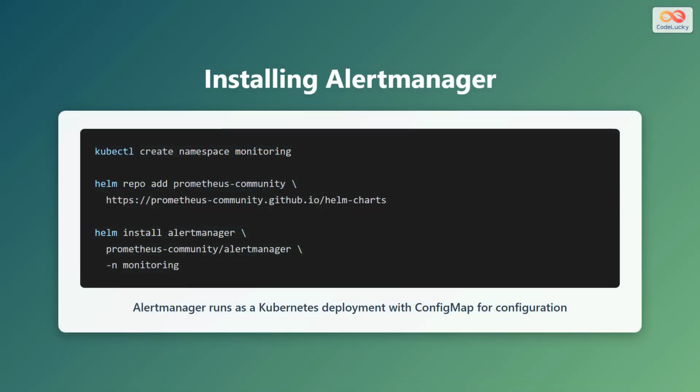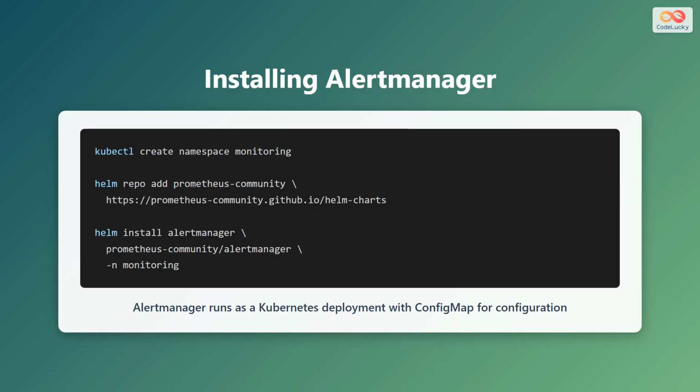Installing Alertmanager on Kubernetes is straightforward using Helm charts. First, create a dedicated namespace called Monitoring to keep your monitoring tools organized. Then, add the Prometheus Community Helm repository, which contains the official Alertmanager chart. Finally, install Alertmanager using Helm into the monitoring namespace.